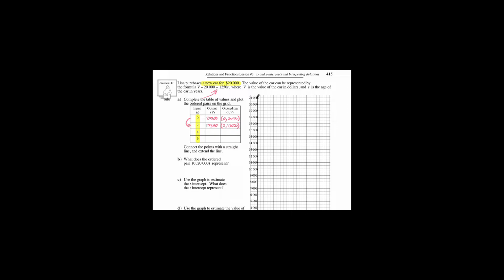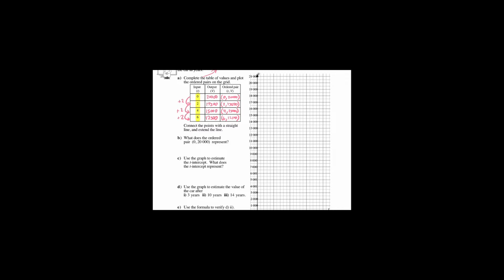Now, as long as we've got a constant change here, so it's plus 2, plus 2, plus 2, in a linear equation, the output will also change by whatever it's changing. So each time it's going down by 2,500, so this should now be 15,000, and this should be 12,500, giving us the ordered pairs like that, and 6, 12,500.